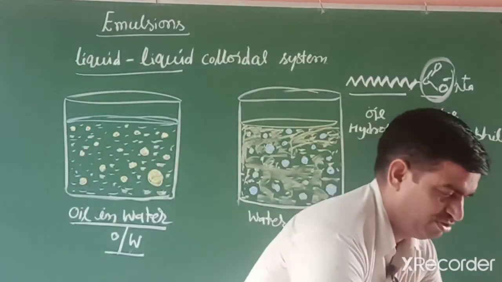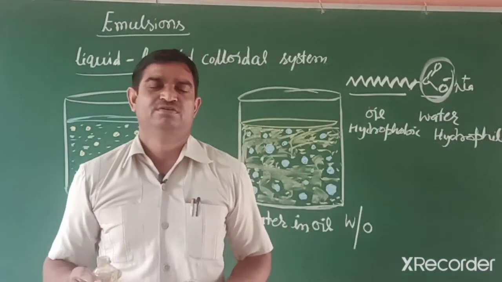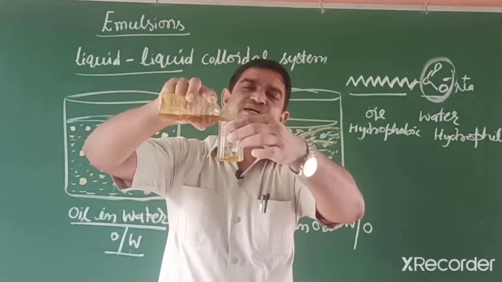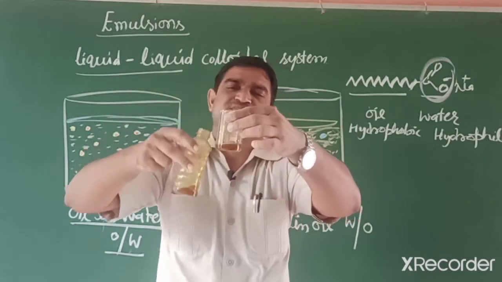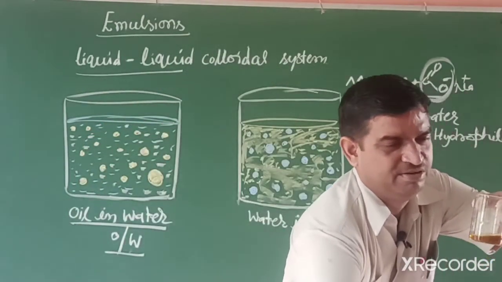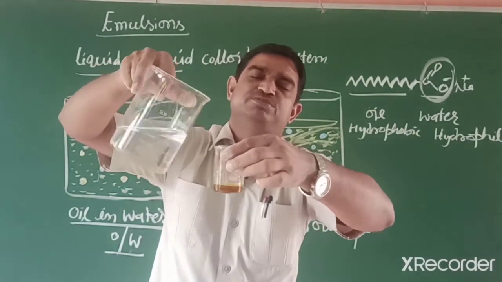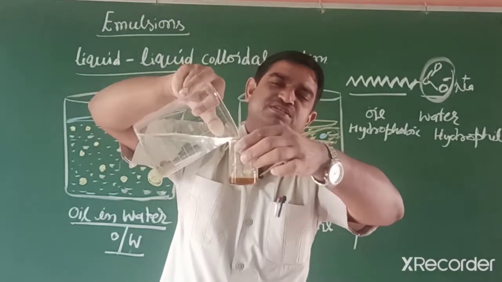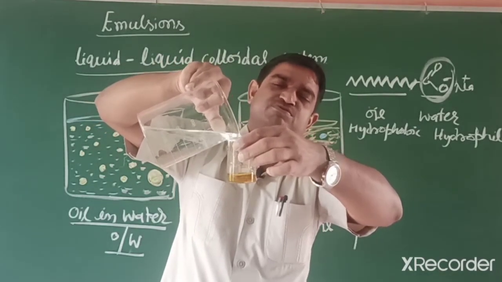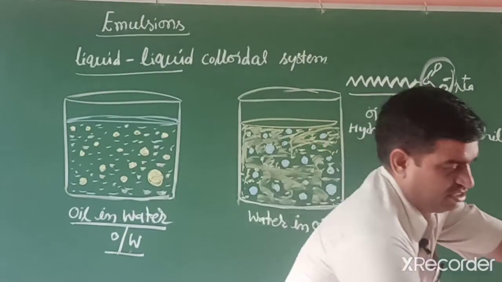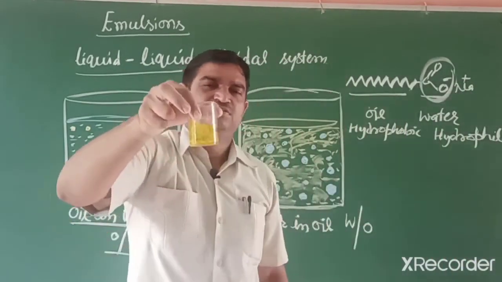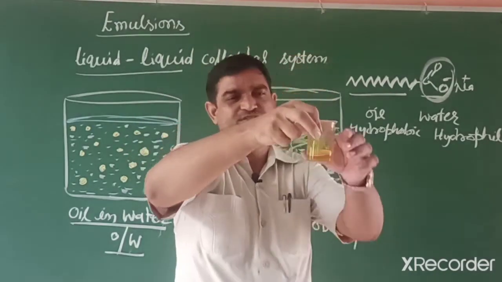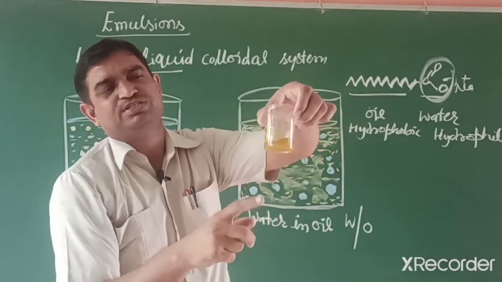And another type of colloid, how can I make it? Water in oil. Now I am taking oil in a larger amount like this. I take oil, that is the dispersion medium, and the dispersed phase is water. I take a small amount of water in this. Then what you can see is that it appears like only oil, but water droplets are also mixed in this.